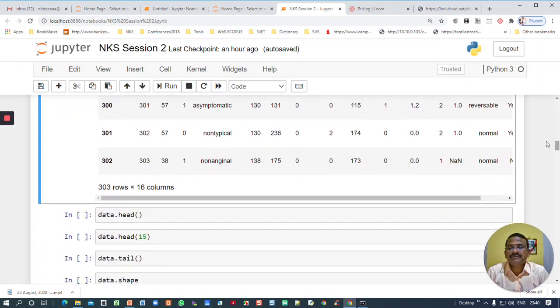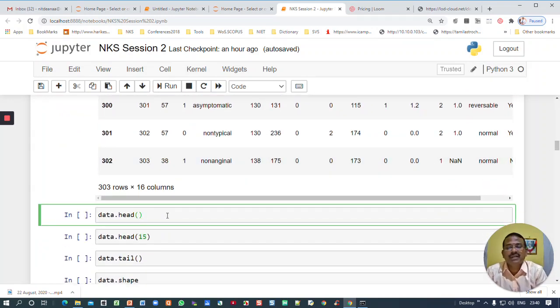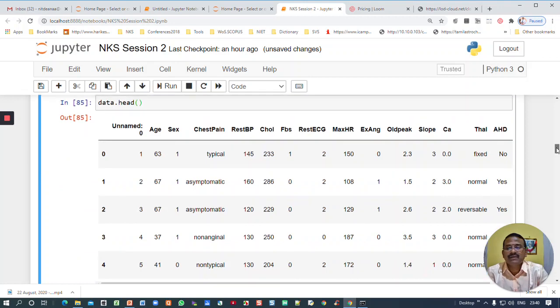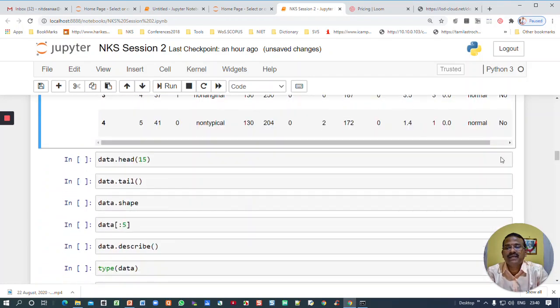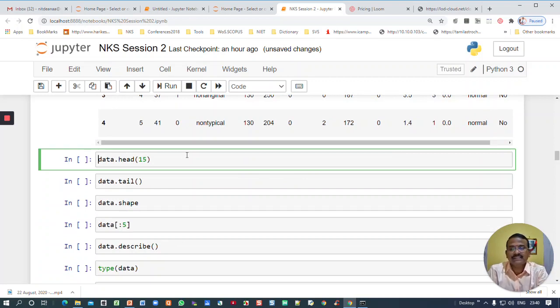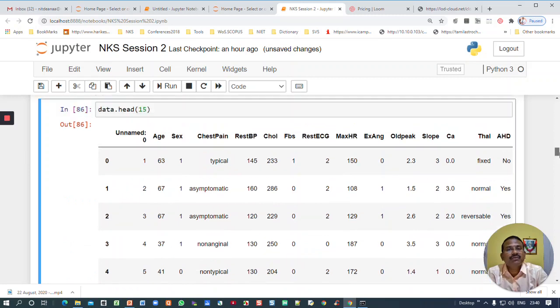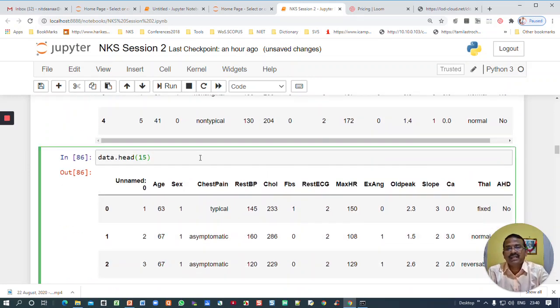Then next one is data.head. Head is the command to read the first few records. See here, the first 5 records are printed. If I want to see 15 records, I can put head of 15. 15 records will display from 0 to 14. Am I correct? So we can get 15 rows, and as a programmer we can decide. For understanding purposes, I have taken a small dataset of only 300 entries. In real analysis, the entries may be in lakhs, for example 2 lakhs, 3 lakhs of data.